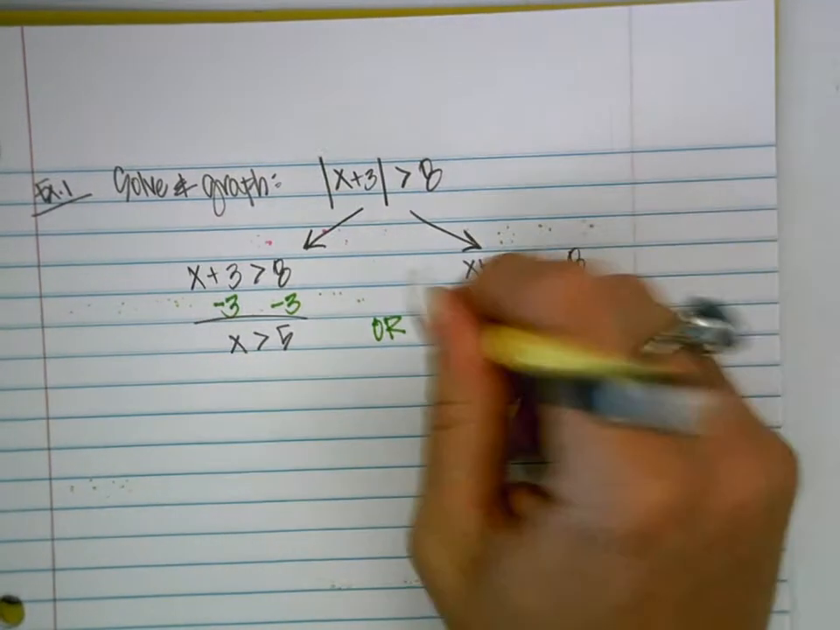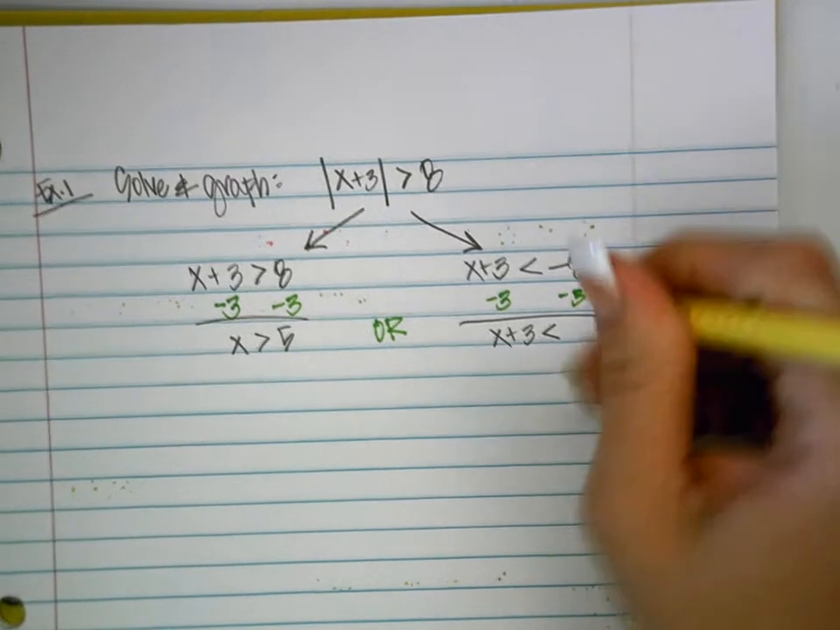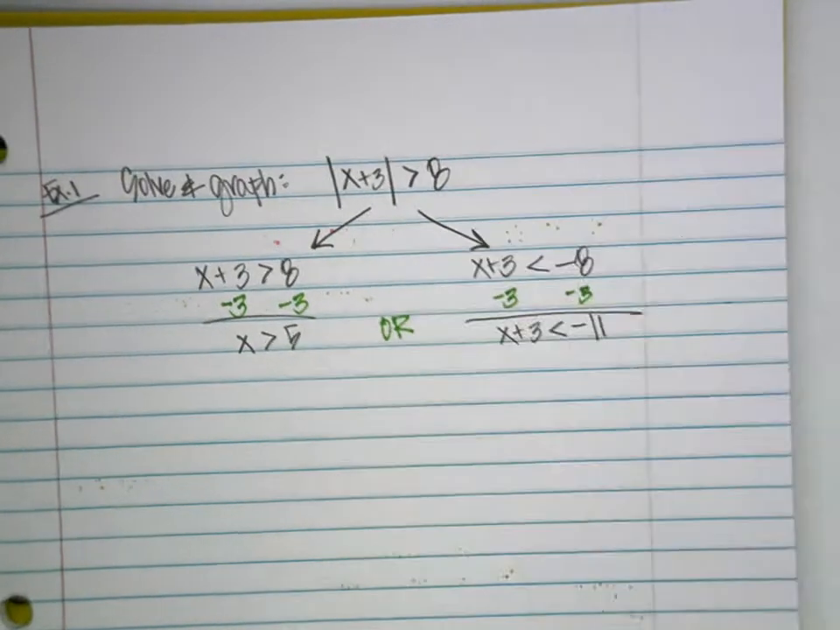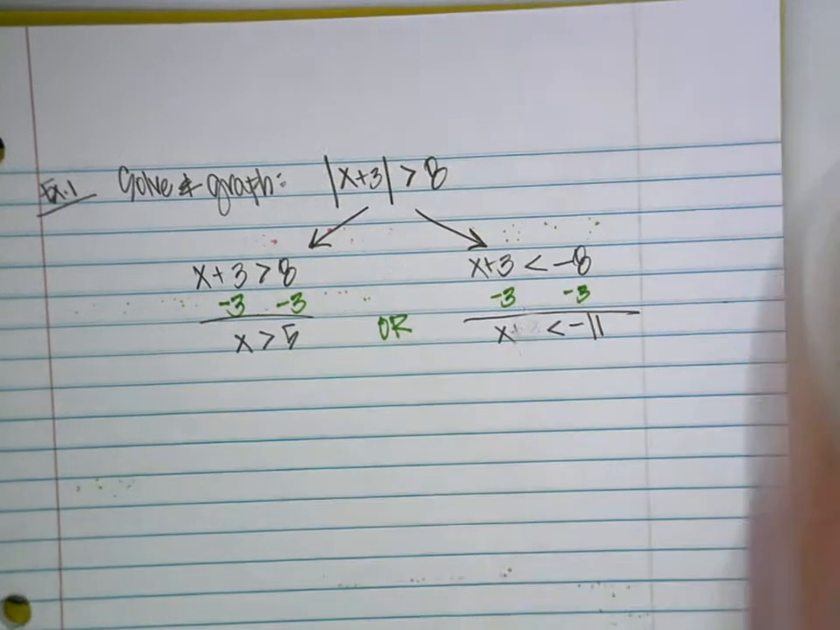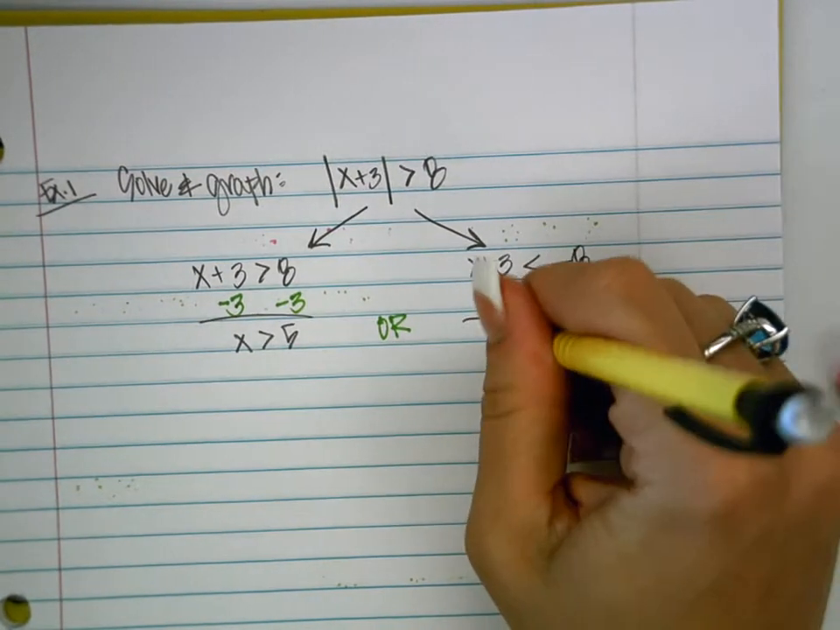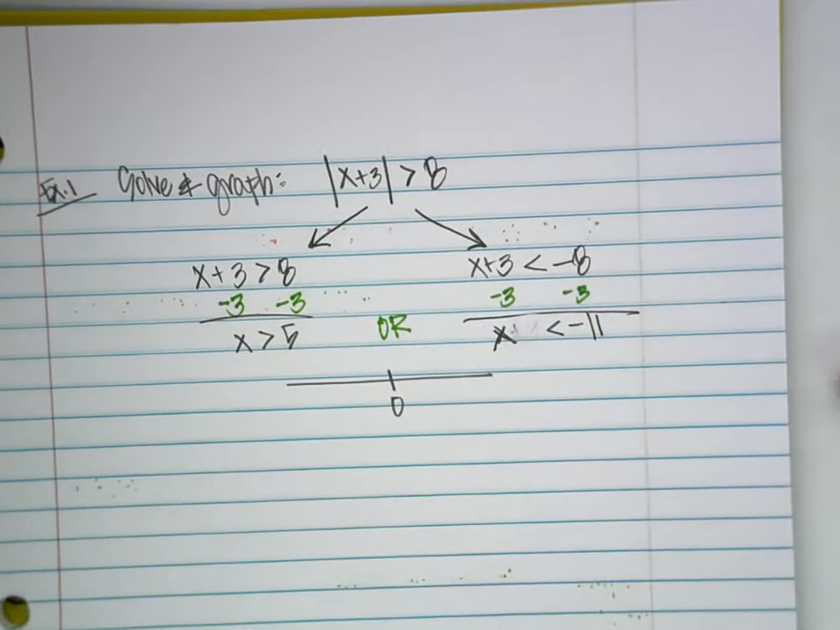That leaves us with x plus 3 is less than negative 8, so we subtract the 3, and we add these together, keep the sign. X is less than negative 11. So if I ask you to graph this, we're going to make your little number line, put a 0 in the middle.